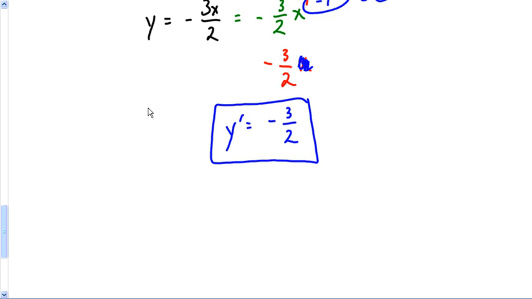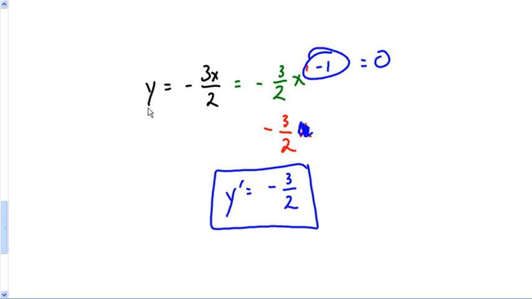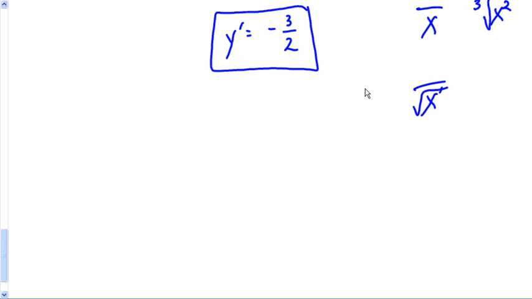And I'm pretty sure this concludes this little short video. This video was just making sure you had two things down. What do you do if you have an x on the bottom? What do you do if you have an x or a square root of x on the bottom? What do you do in each of those situations? That was really the purpose of the video.